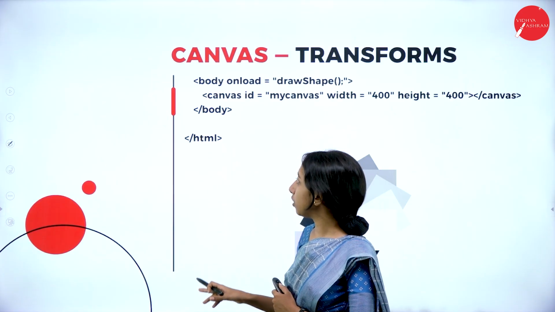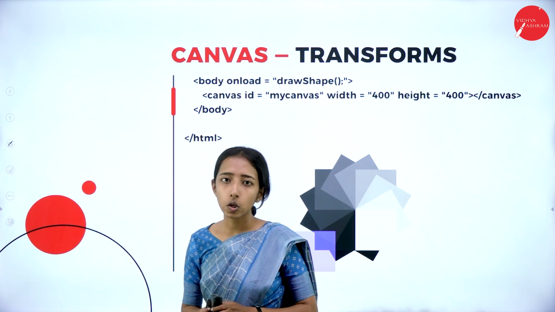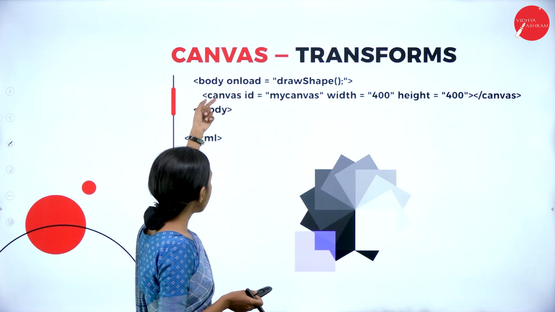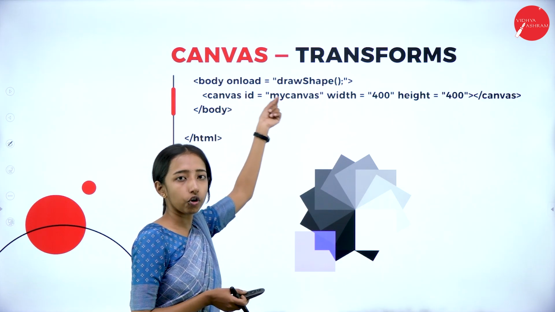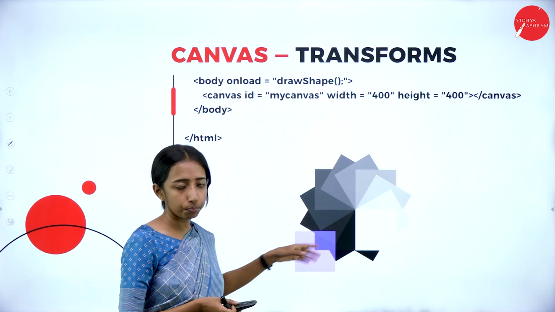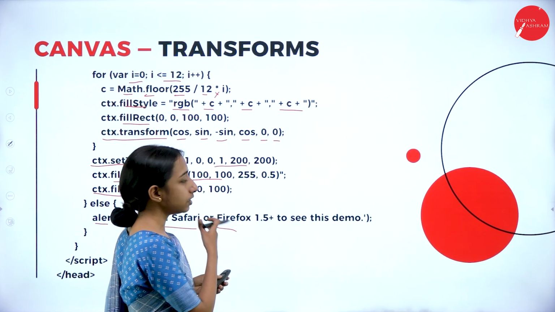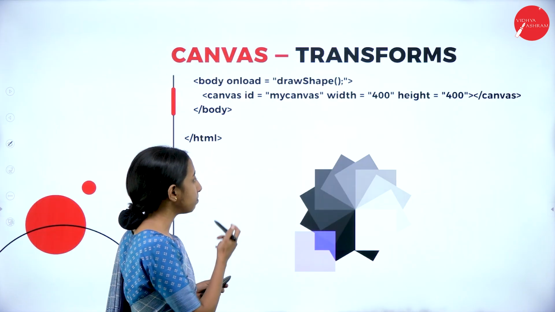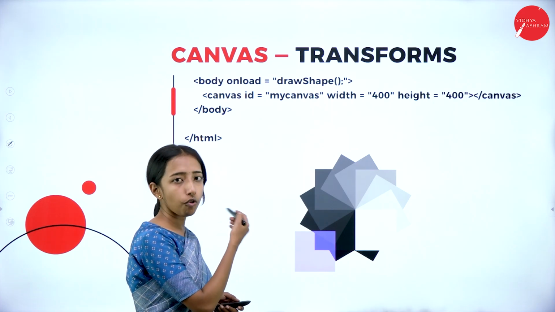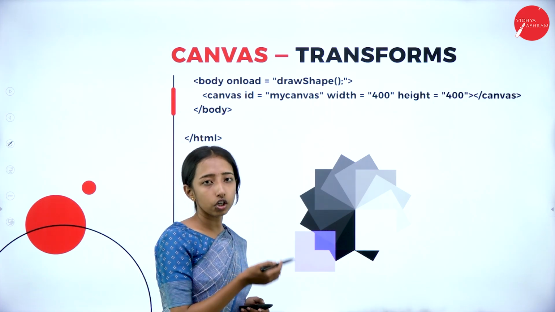So this will give you the output like this, where we will be specifying the canvas in the body, and here the body will have onload drawShape. So this is the example of how we can have the output we have done in the transform by specifying the sin, cos and Math.PI. So this is the output of what we have done in our code.